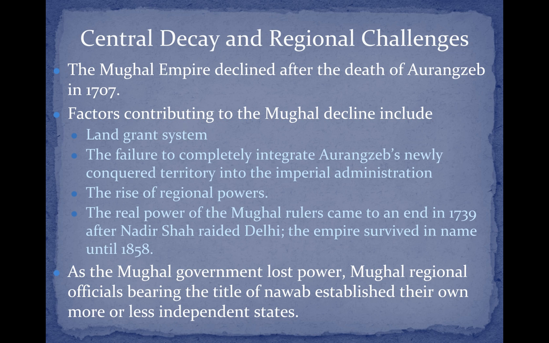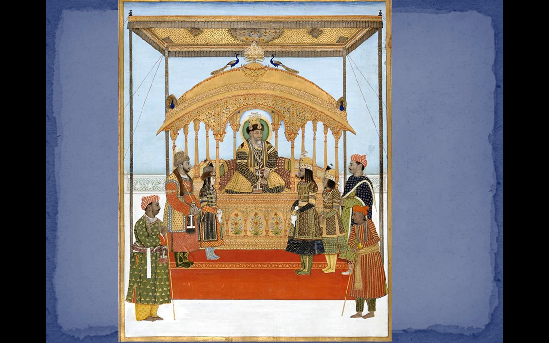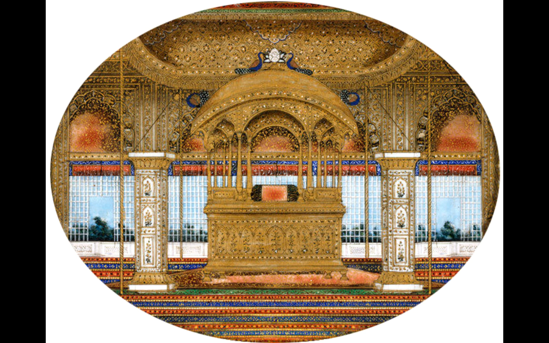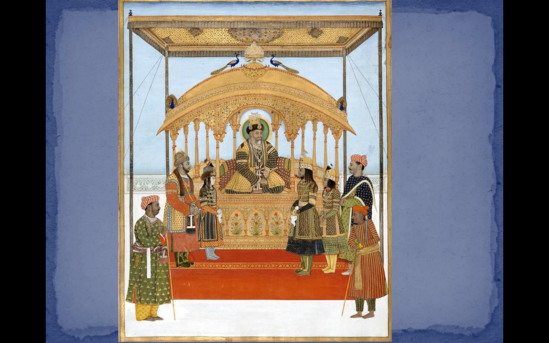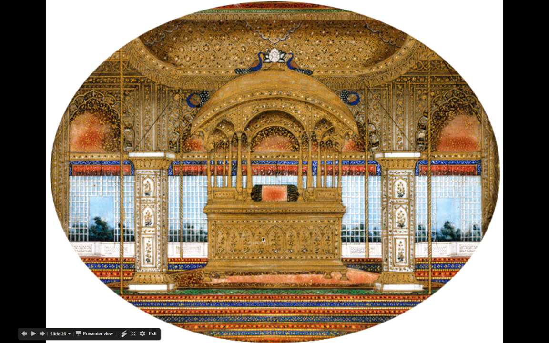So now we're going to completely switch gears. What I want to show you here, we've got the peacock throne. And this was a symbol of Mughal power. And we're talking about European powers taking over. This throne is made of gold. Those peacocks are made of precious gems. And every single design that you see on here is made of precious gems.